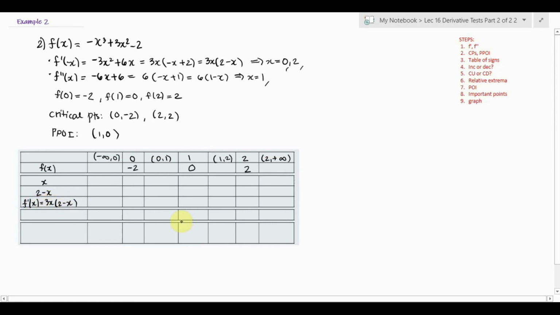Okay? X is linear. It has a positive leading coefficient. The 0 of x is 0. So everything to the left is negative. And everything to the right is positive.